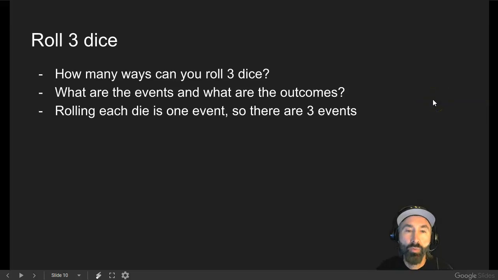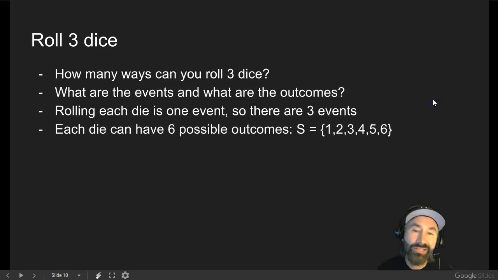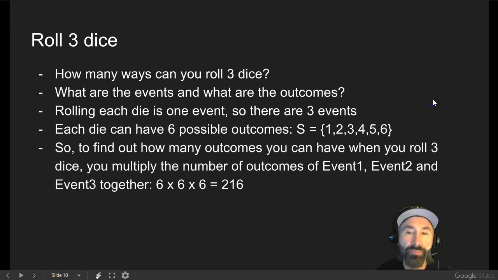So, in this case, rolling each die is one event. So there are 3 events here. And each die can have 6 possible outcomes. If we look at the sample space of a die, it includes 1, 2, 3, 4, 5, and 6. So, to find out how many outcomes you can have when you roll 3 dice, you multiply the number of outcomes of event 1, event 2, and event 3 together. Just like 6 times 6 times 6. And in this case, our answer would be 216 possible ways you could roll 3 dice.